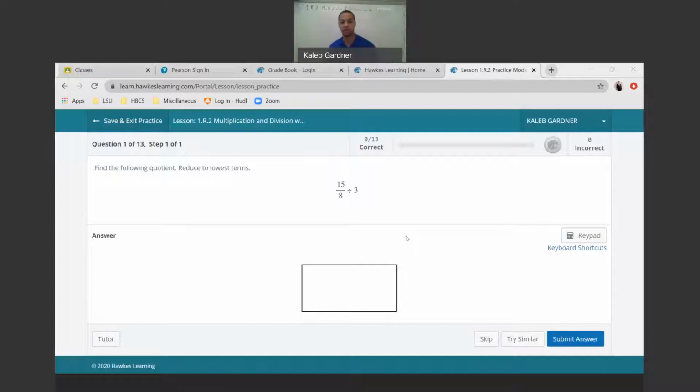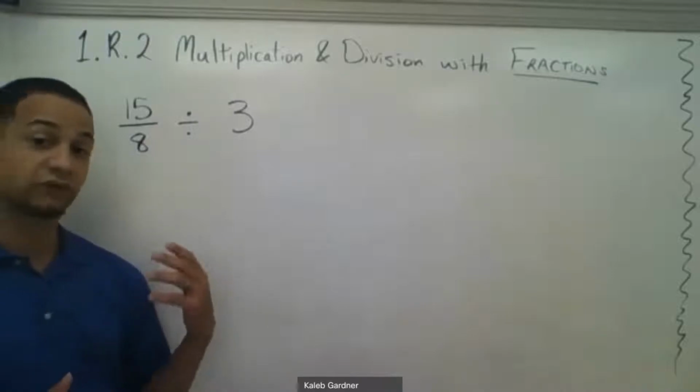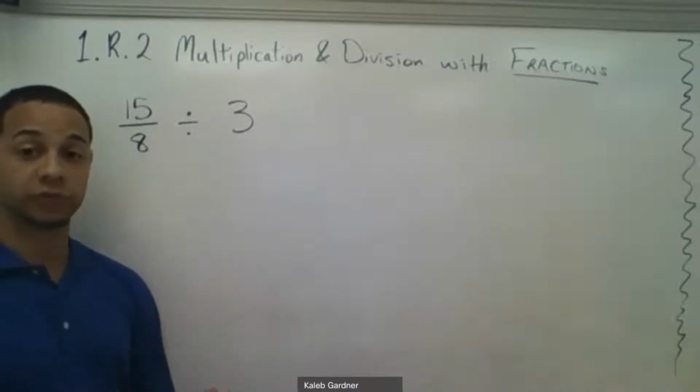All right, now you should be able to see an example, 15/8 divided by 3. Very straightforward. The directions say find the following quotient. Quotient just means the answer to a division problem. Then reduce to lowest terms. Well, we just practiced reducing. We're going to practice again. I'm going to go ahead and write the problem down, and then we'll switch the screen back over. There it is. Okay, so 15/8 divided by 3.